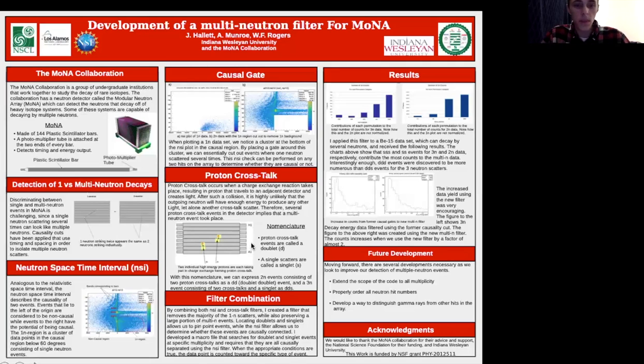So what we can do is we can start to label these things. If we see a proton crosstalk, we label that as a doublet. And if we see just a single scatter in the array, we label that a singlet. And we can actually combine these in several permutations to help us create this filter.